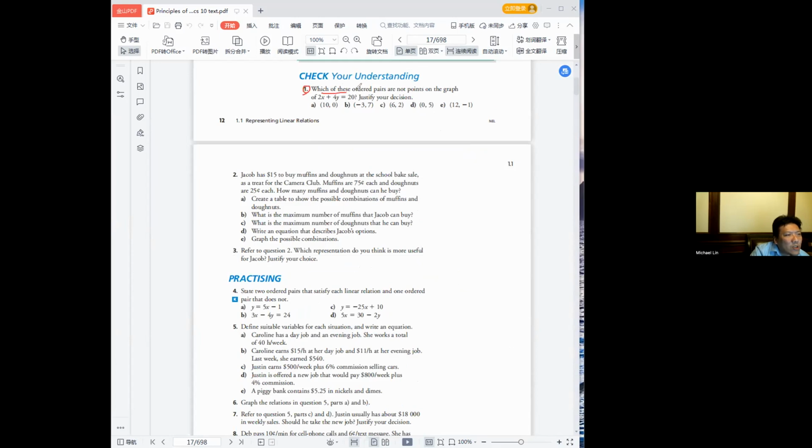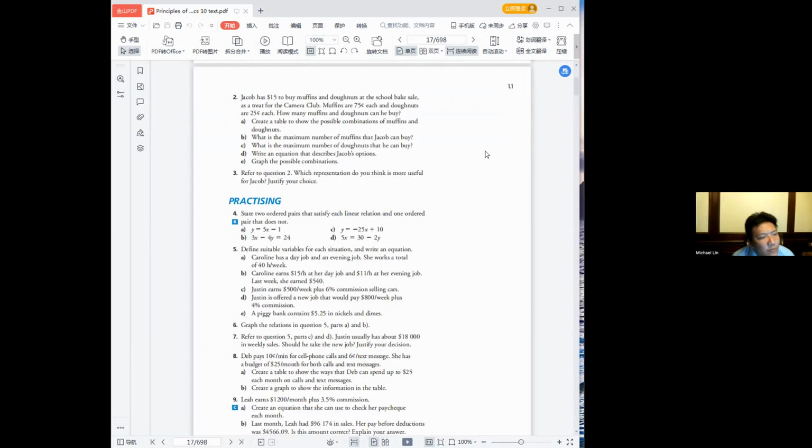For example, number one, which of these ordered pairs are not points on the graph 2x plus 4y equals 20? Well, obviously, you just plug all of these into your equation, and whichever one doesn't work is your answer, right? So, for example, when x is 10, 2 times 10 is 20. 4 times 0 is 0. That's equal to 20. Okay, so that means 10 and 0 is on the line. You do the same thing with all of them, see which one's not on your line. That's your answer.